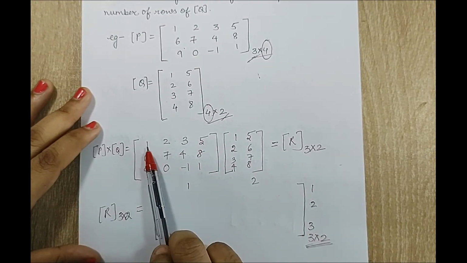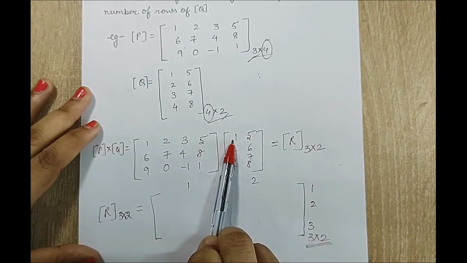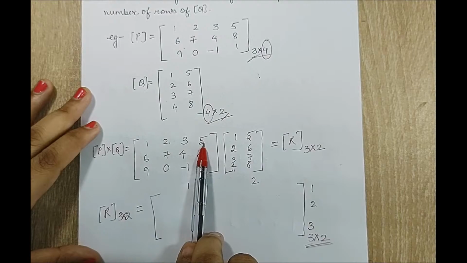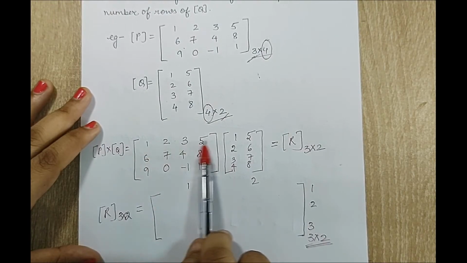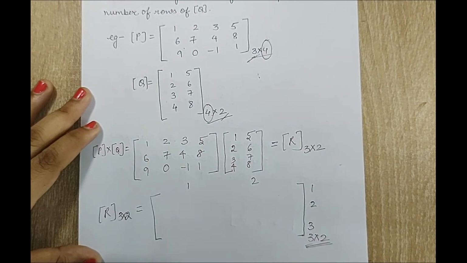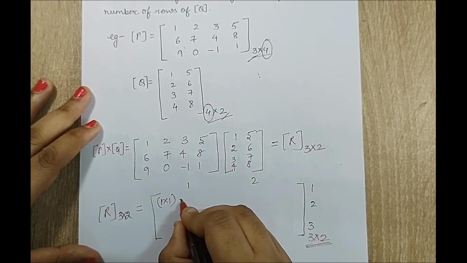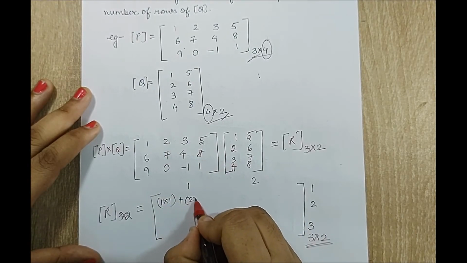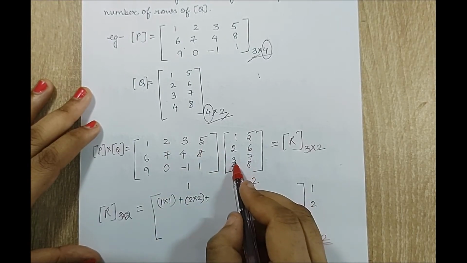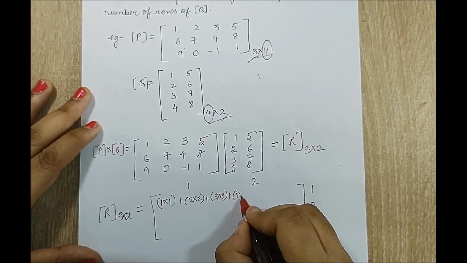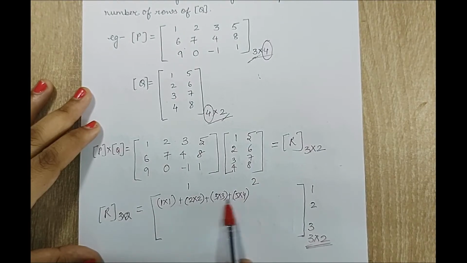Now how do I multiply? I'll multiply 1 into 1. Then I'll multiply 2 into 2, 3 into 3 and 5 into 4, and add all these values that I get. So the first value over here will be 1 into 1 plus 2 into 2 plus 3 into 3 plus 5 into 4. So this becomes my first element of the first row. This is my first row, first column value.